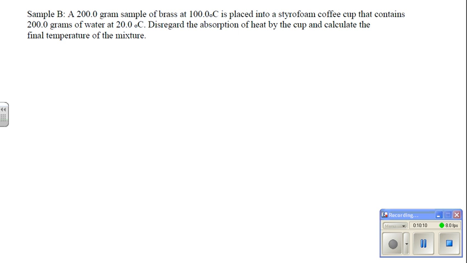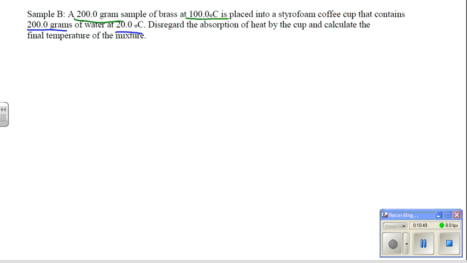Okay, the problem reads, a 200-gram sample of brass at 100 degrees Celsius is placed into a styrofoam coffee cup that contains 200 grams of water at 20 degrees Celsius. Disregard the absorption of heat by the cup and calculate the final temperature of the mixture. Okay, let's think of what I have here. I have this sample of brass at 100 degrees Celsius, so that's pretty warm, right? And it's being placed into this coffee cup with this much water at this temperature.